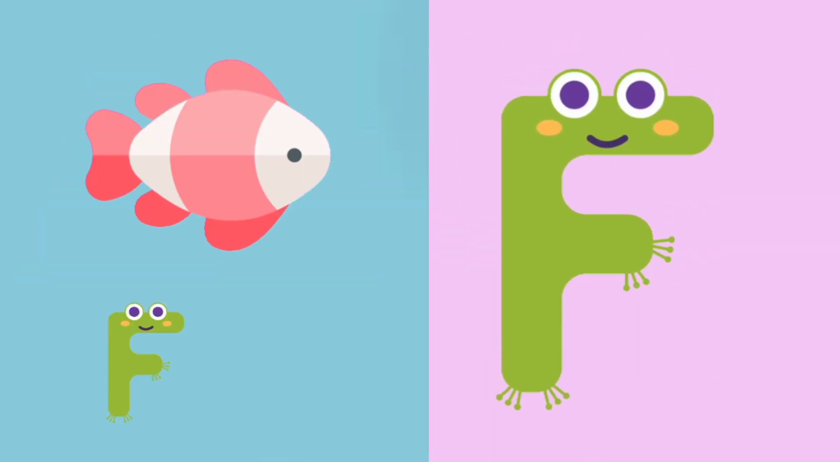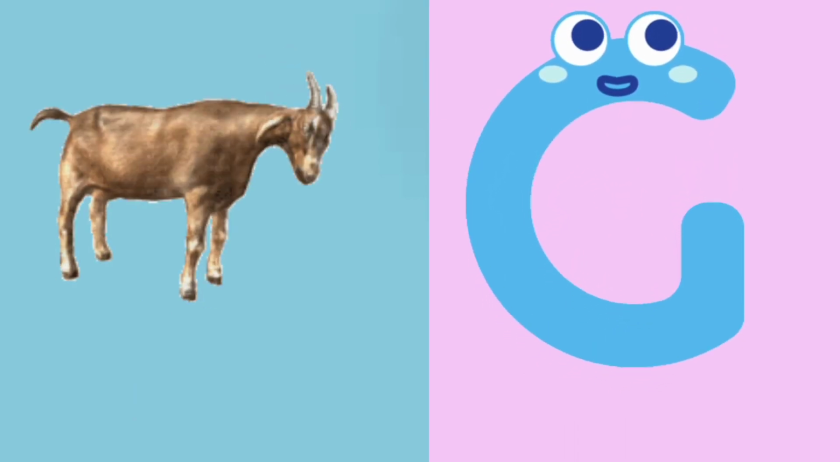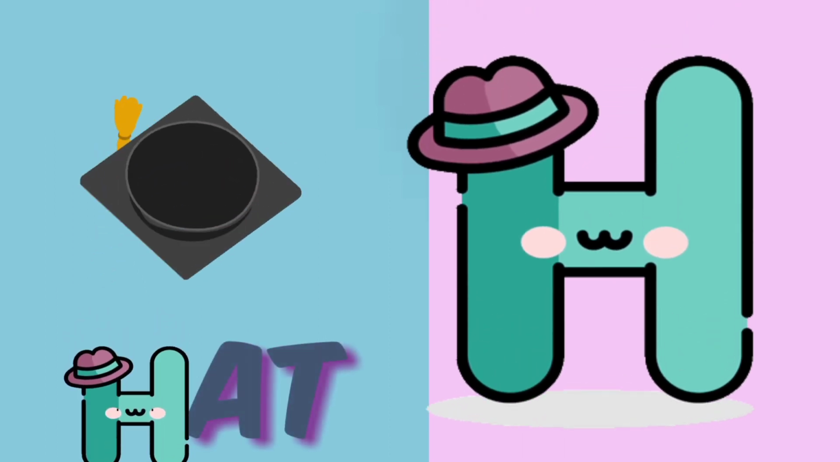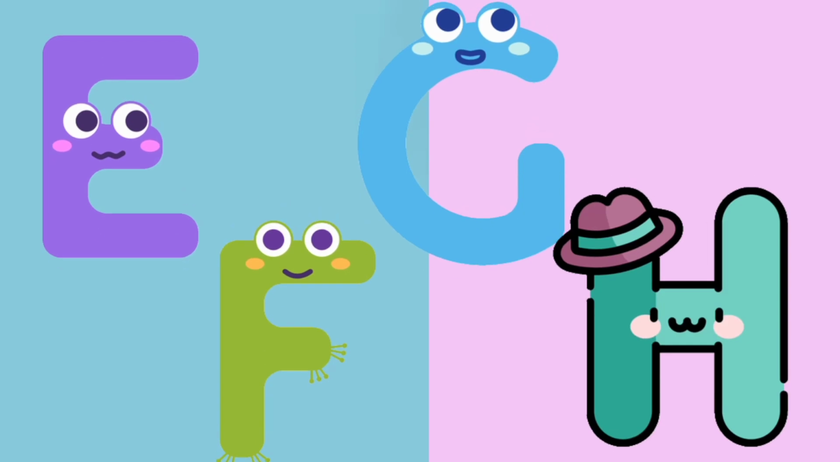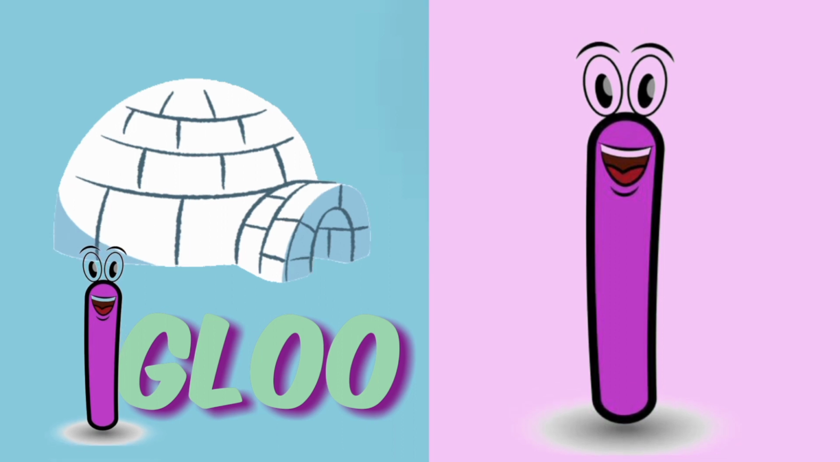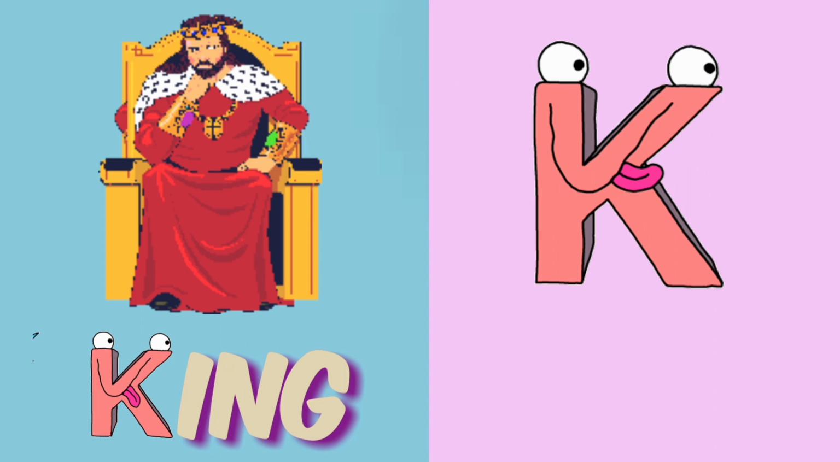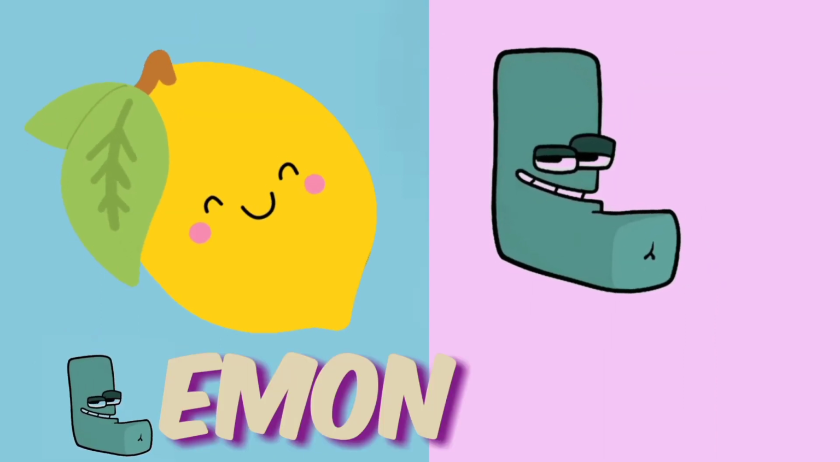F is for fish, fish. G is for girl, girl. H is for hand, hand. I is for igloo, igloo. J is for jam, jam. K is for king, king. L is for lemon, lemon.